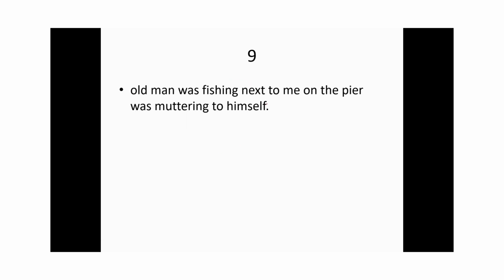Next, old man was fishing next to me on the pier, was muttering to himself. I need an article here. An old man was fishing next to me on the pier. Oh, okay. Here, I have this verb, and this is the subject. Old man was muttering to himself. So what I need is to make this an adjective clause. Was fishing next to me on the pier. So it should be an old man who was fishing next to me on the pier was muttering to himself. So I need who to make this part of the sentence an adjective clause.